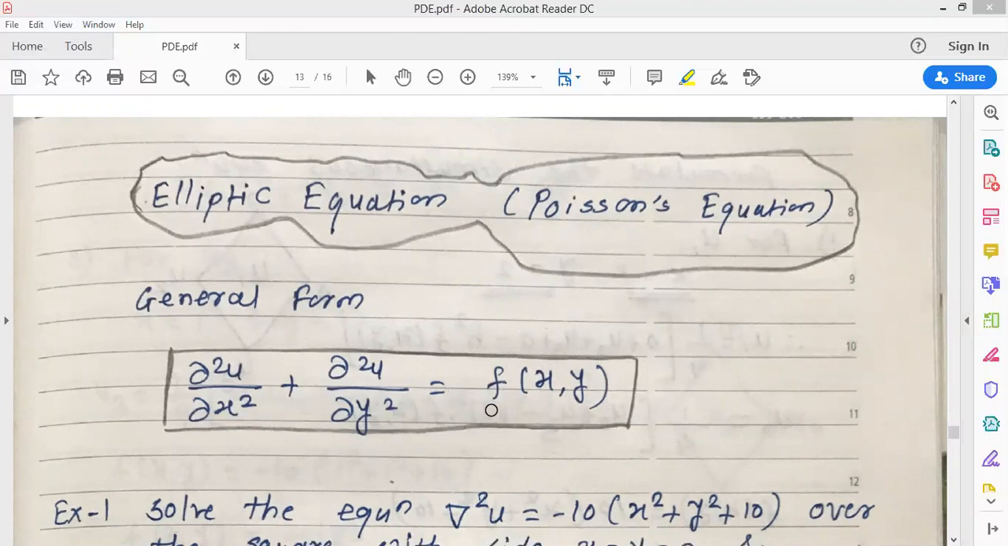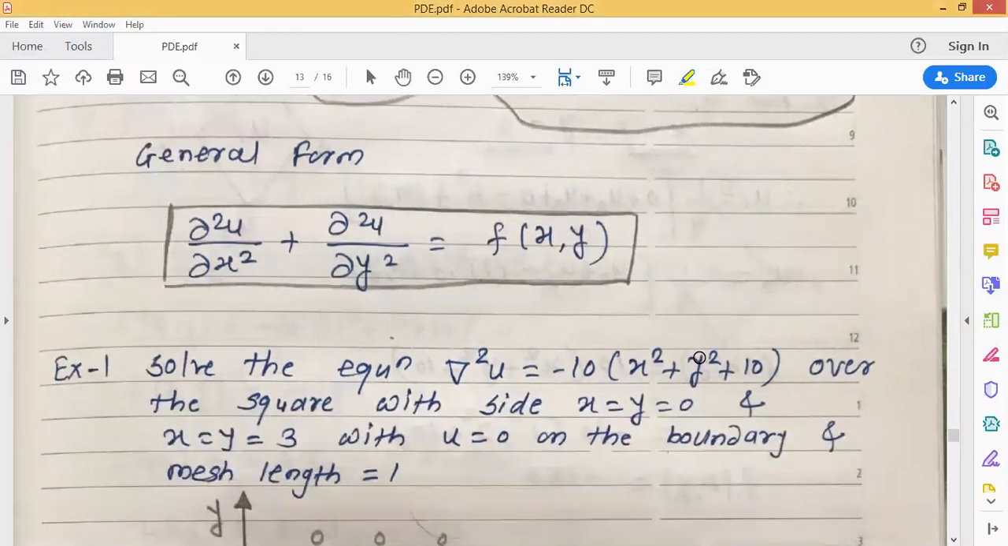So in Poisson's equation there is a right-hand term present. In the case of the Laplace equation, this is equal to 0, which we have already discussed. In Poisson's equation, this is a function in terms of x and y. So I will take the first example for the Poisson's equation.